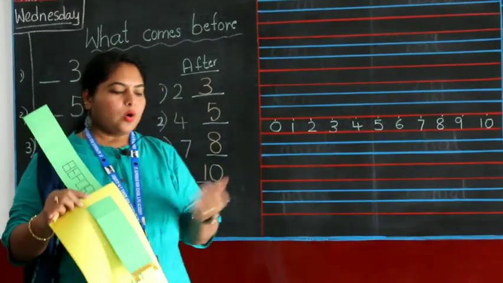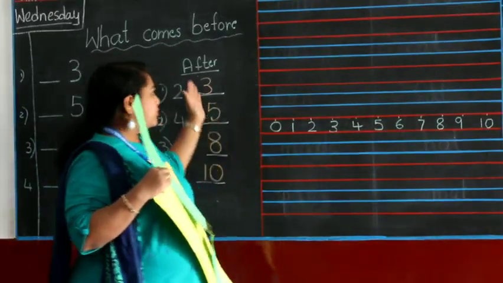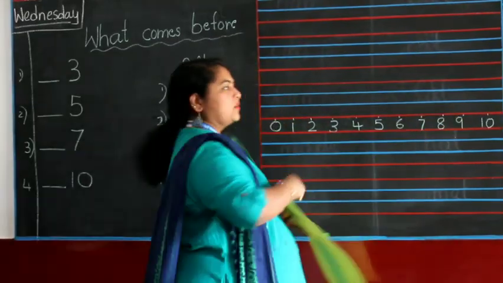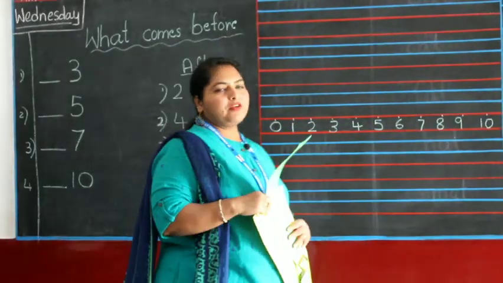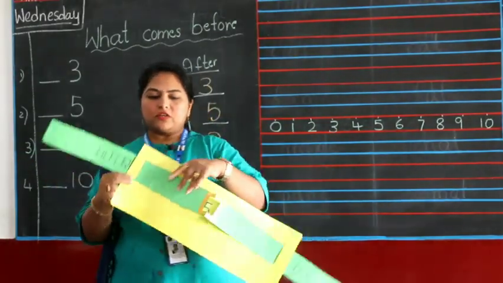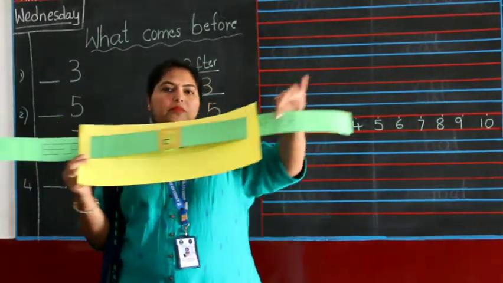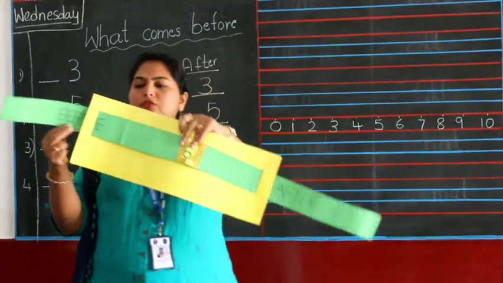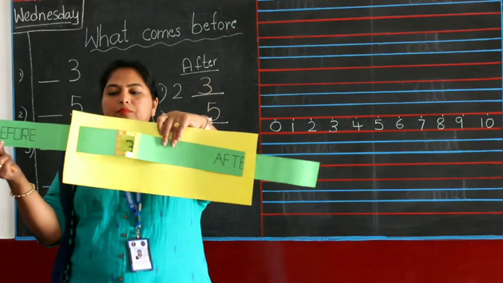So this is how. When you want to find out what comes after, you'll go towards your right side. And when you want to find what comes before, you will go towards your left. So this is my left, but this is your right. So you'll pull your right side to see after. You'll pull this left side to see before.